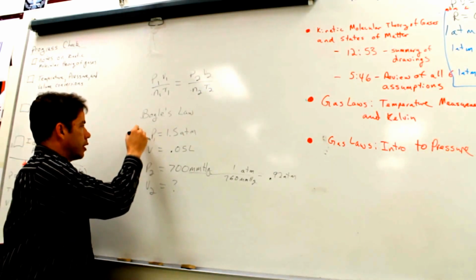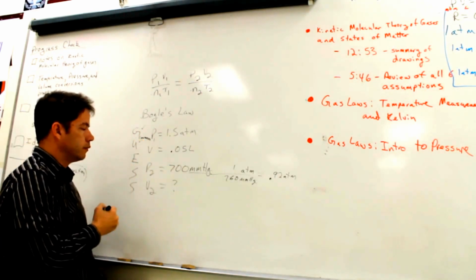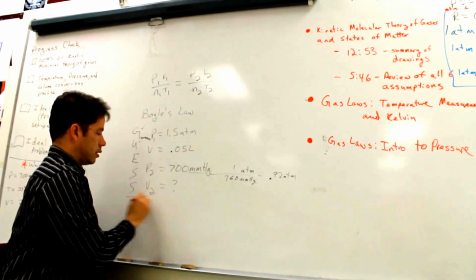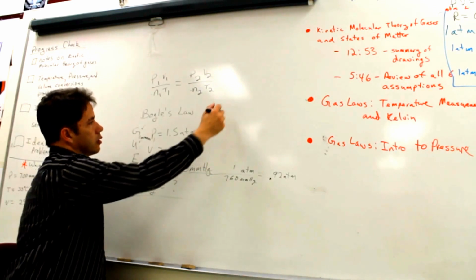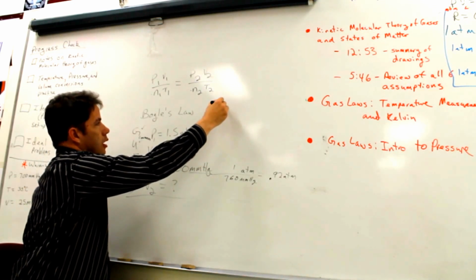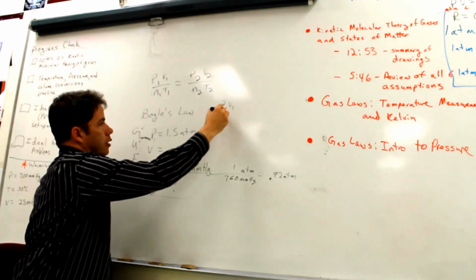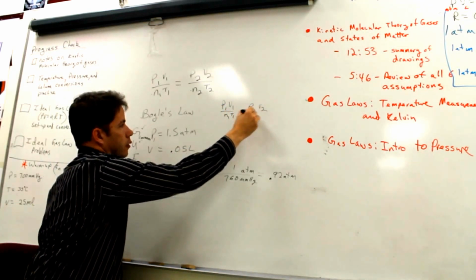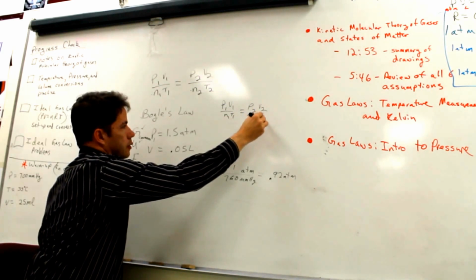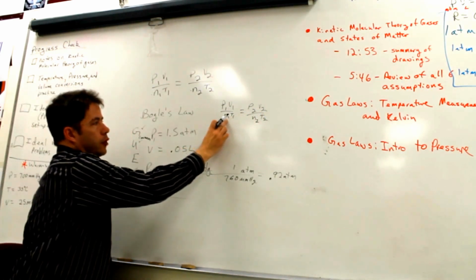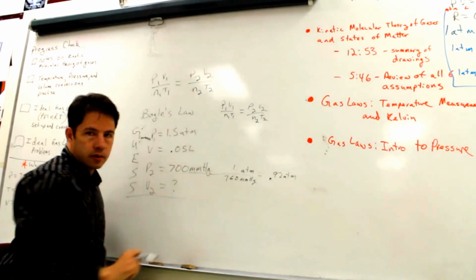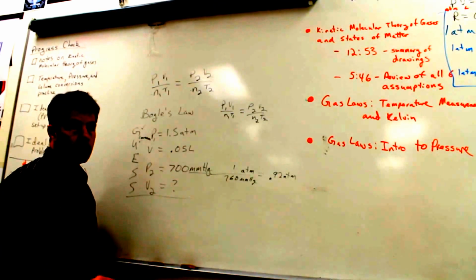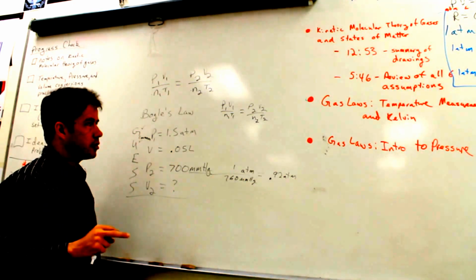The next step, so we've got our given. Our unknown is our volume. Our equation is actually going to be this one. And I'm going to run out of room here on the board, so I'm going to write it up here to make sure you can see it. So my equation is P1V1 over N1T1 equals P2V2 over N2T2. But if these don't change, if it doesn't talk about them, you have two options.